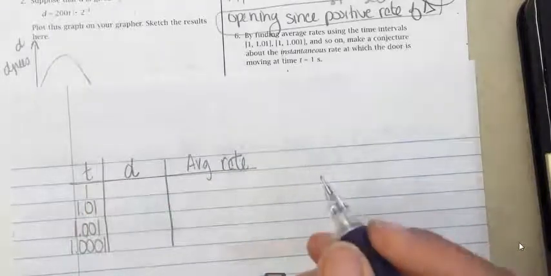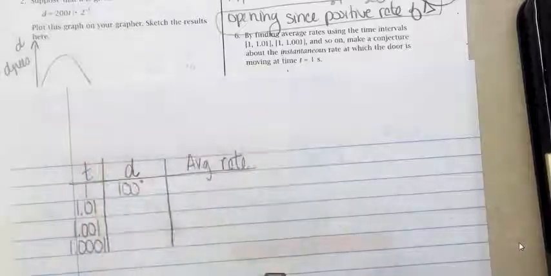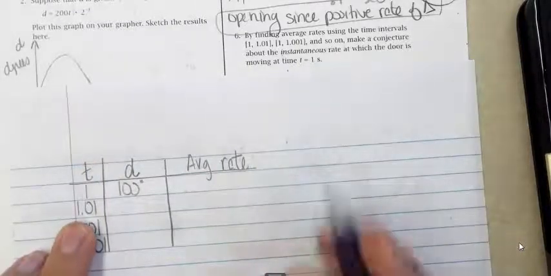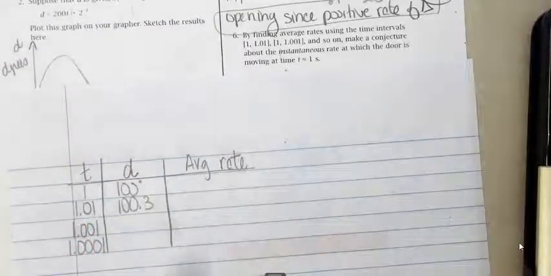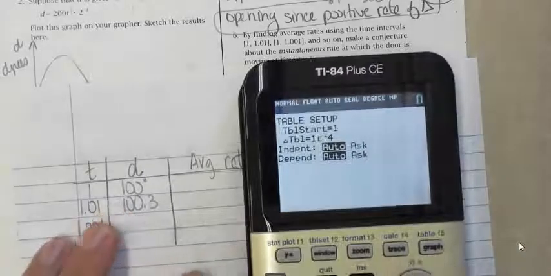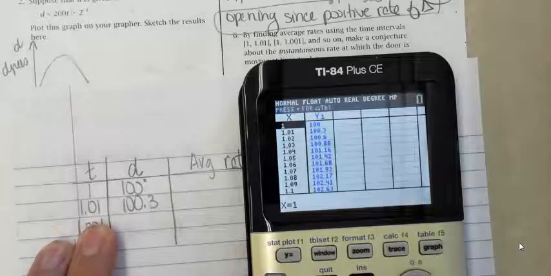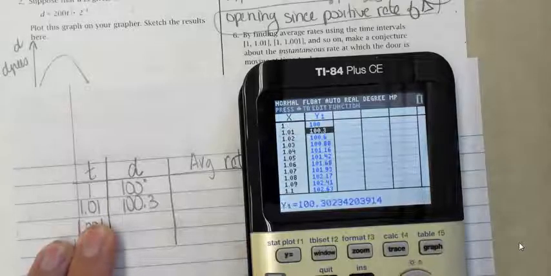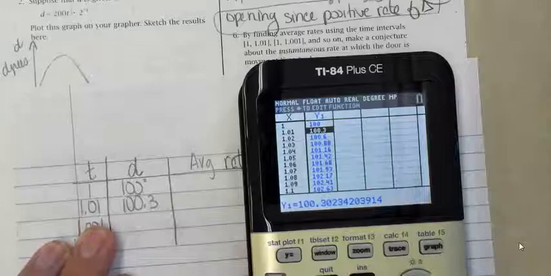Okay, so at 1 second, we already knew it was going to be 100 degrees. And at 1.01, we already calculated that. That was 100.3. You know what? I don't know how accurate that is. So let's go back to table set. And let's change it by 100th. And we can get it even more accurate by actually clicking on it. So how about we go 4 decimal places.